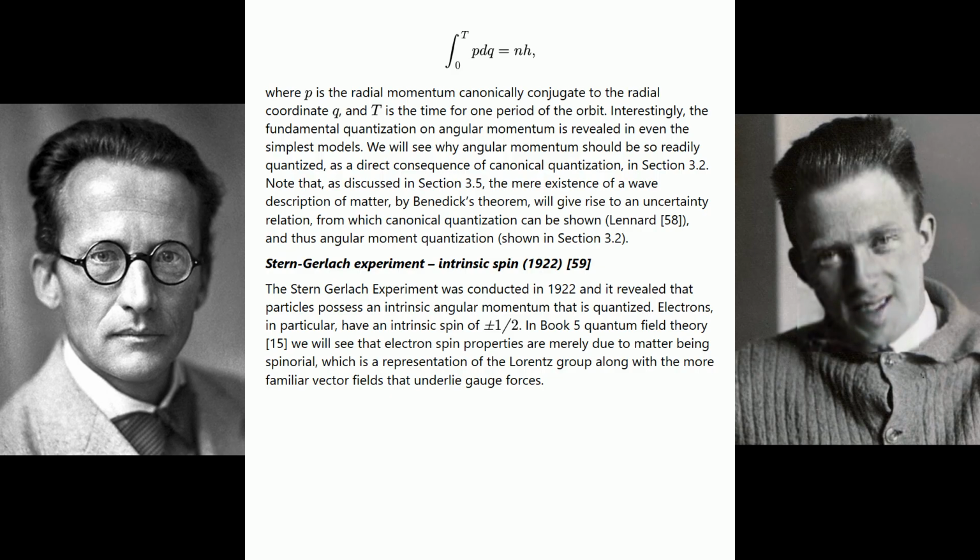Stern-Gerlach experiment, intrinsic spin, 1922 [59]. The Stern-Gerlach experiment was conducted in 1922 and it revealed that particles possess an intrinsic angular momentum that is quantized. Electrons, in particular, have an intrinsic spin of plus or minus 1 divided by 2. In Book 5, Quantum Field Theory [15], we will see that electron spin properties are merely due to matter being spinorial, which is a representation of the Lorentz group along with the more familiar vector fields that underlie gauge forces.